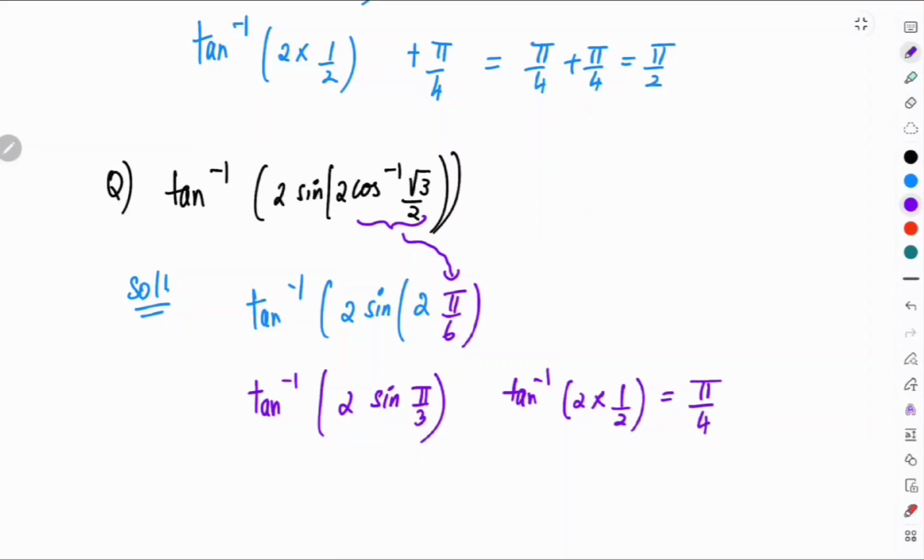Alright, so the next one. It's √3/2, right? It's √3/2, and therefore we have tan⁻¹(√3), that's nothing but 60 degrees, which is π/3.